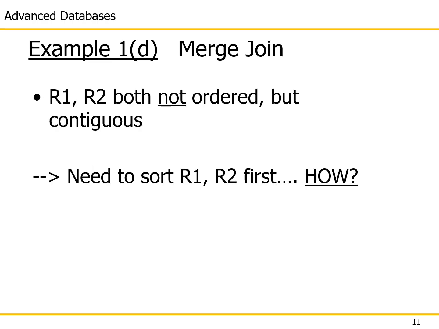Now, what if they're not ordered, but the relations are contiguous on disk? So this is the more common scenario. If you're doing a join, then you might be joining on columns that are not the columns used to cluster the data. So what the database engine would do is sort, or basically make a copy of the data, but we really don't think of this copying process. We just say the database engine will sort first before doing the merge join.